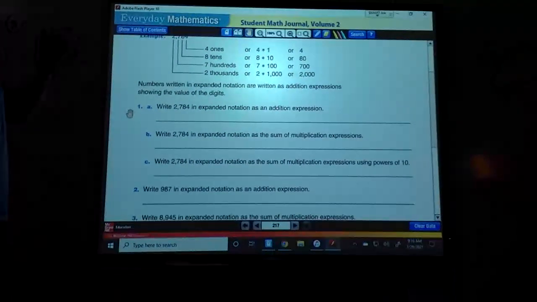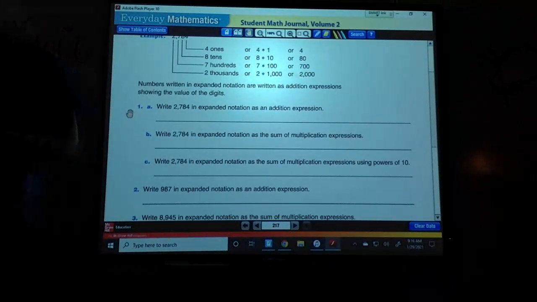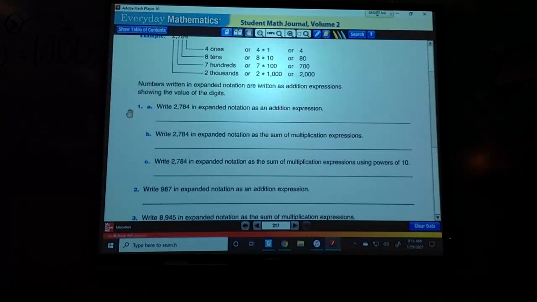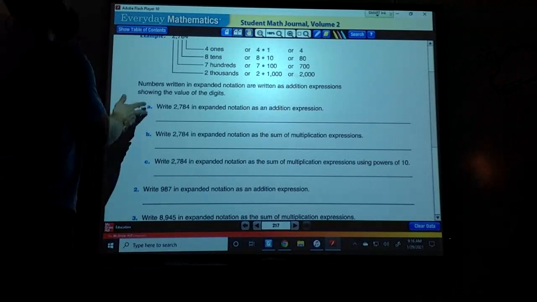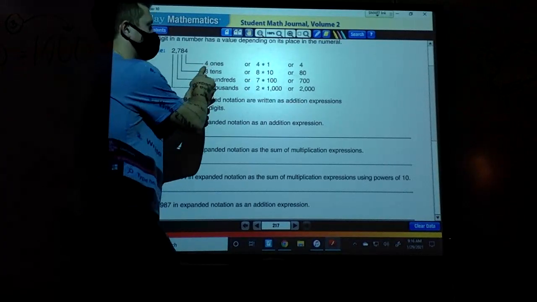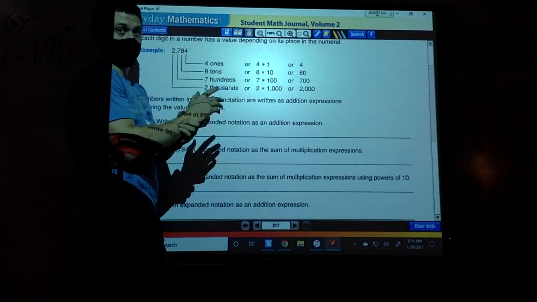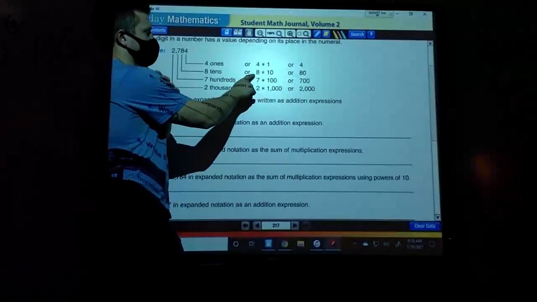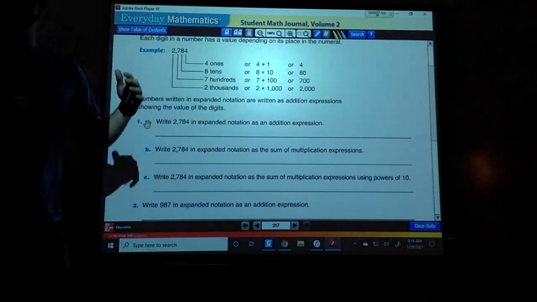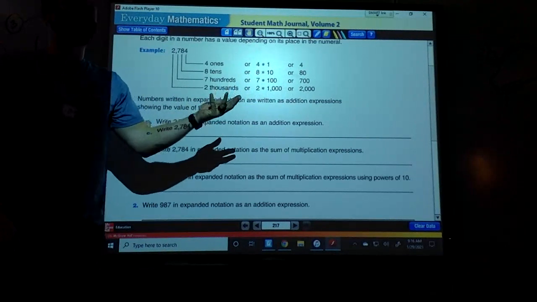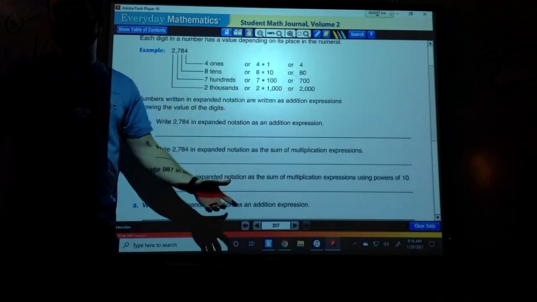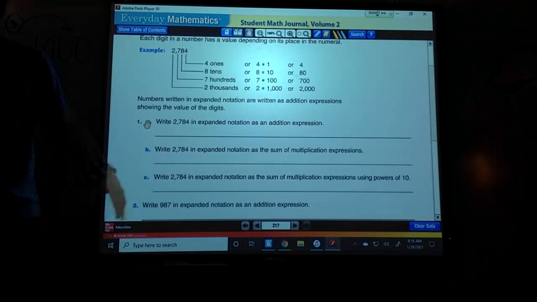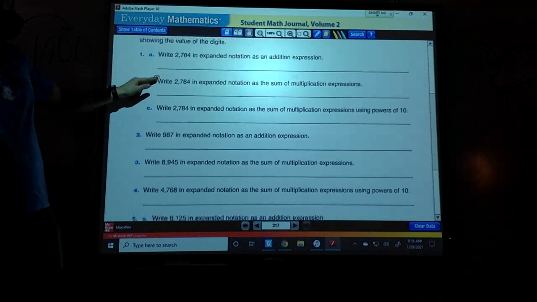We are cruising. Okay, expanded form. This is where we take things and stretch it out. We're going to stretch these out by place value. Super duper. Here's an example. 4 ones. That's just 4 times 1. I know. Woo! Well done. 8 tens. That's just 8 times 10. 7 hundreds is 7 times 100. 2 thousands is just 2 times 1,000. Think of it that way.